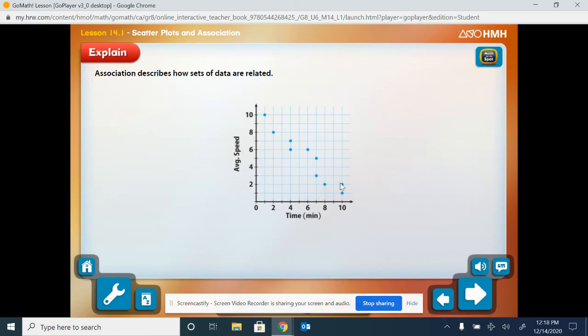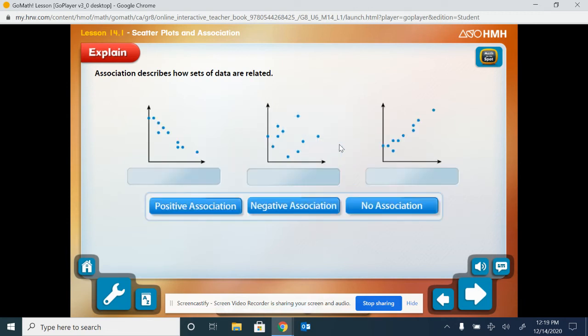For example, this scatter plot suggests that as average speed increases, the time needed to reach the destination decreases. No association means that there is no relationship between the two data sets. For example, there is no association between shoe size and test scores as shown in this scatter plot.